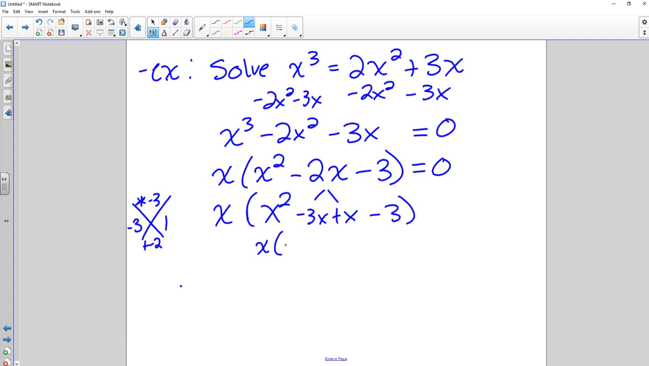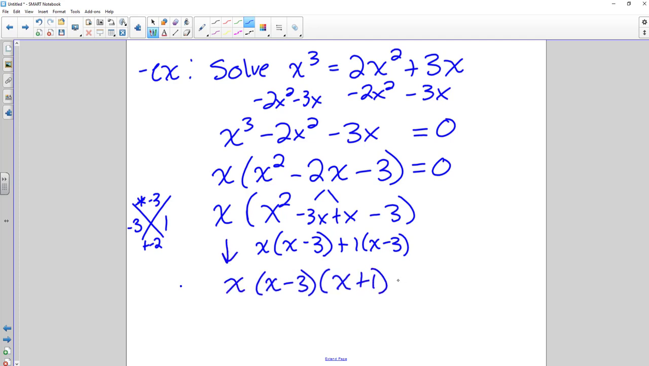Out of the first two terms, factor out an x minus 3. Next two terms, nothing, so I'll put a 1, times x minus 3. So that'll be x minus 3 times x plus 1. And then I'm going to bring down the x that I kind of ignored for a minute. So now I'm at the step where I'm going to set each factor equal to 0. In this case, I actually have 3 things multiplied: x times x minus 3 times x plus 1. 3 different factors. So that means 3 times I'm going to have to set my factors equal to 0.